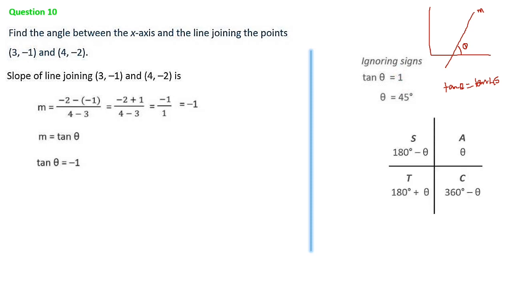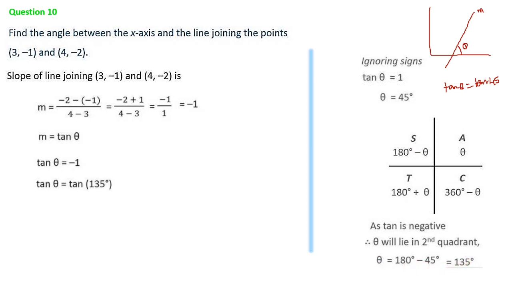The tan ratio is negative. Tan ratio is negative in the second quadrant. So as tan is negative, theta will be in the second quadrant, which means the angle is 180 minus theta. Our theta is 45, so our angle will be 180 minus 45, which is 135. So tan theta is equal to tan 135, then theta is equal to 135. Therefore the required angle is theta equal to 135 degrees.